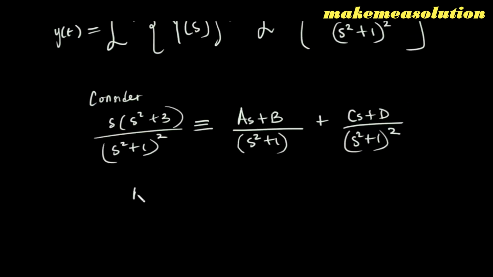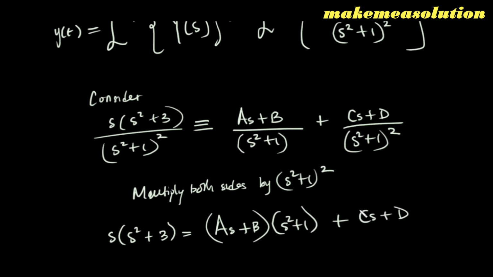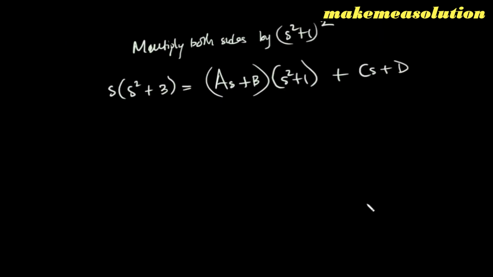So if we multiply both sides by s squared plus 1 all squared, we're going to get s into s squared plus 3 is equal to, then this times this term is going to cancel out and you'll be left with only 1. So you have as plus b on s squared plus 1. Then this times this will cancel out and you will just be left with cs plus d.